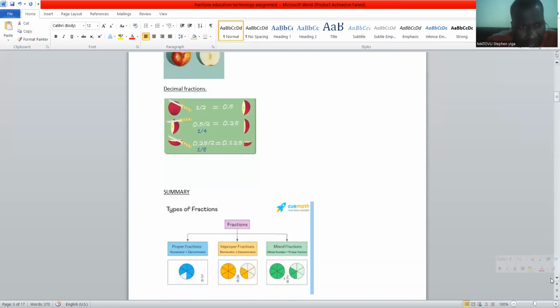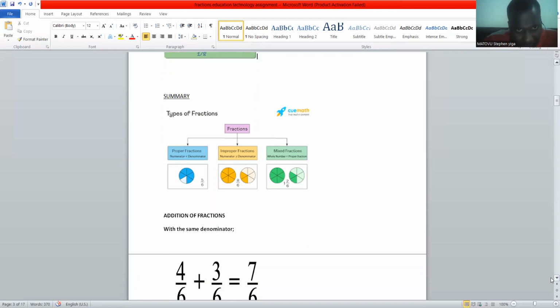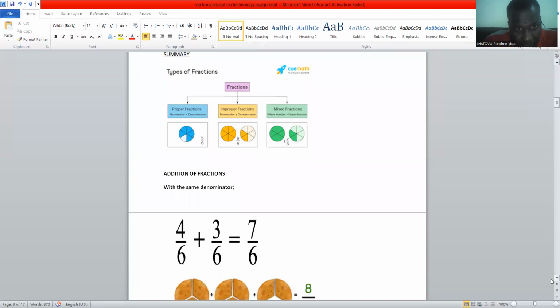Decimal fractions, let me add it there. These are decimals, of course. The moment you find a point in a fraction, it becomes a decimal fraction. Sometimes we may have a proper decimal fraction got from a mixed fraction. That is, you can find 1.5, 0.25, 0.5, 0.125. All of them are decimal fractions. So if you have never seen a decimal fraction, those can represent one. And that is the summary of the types of fractions.